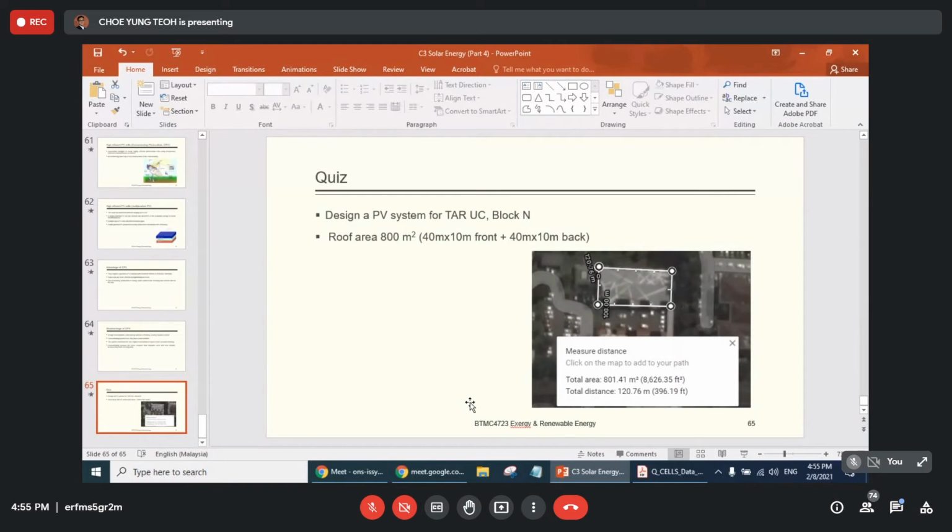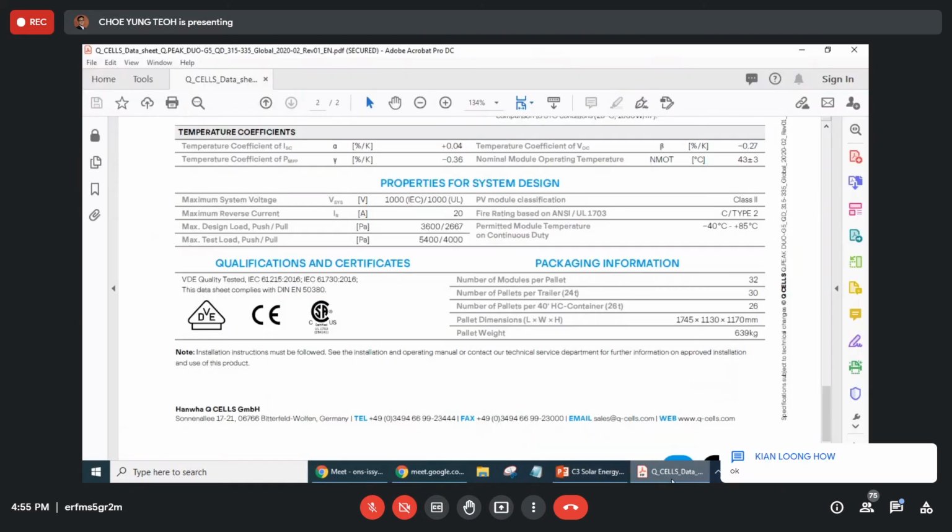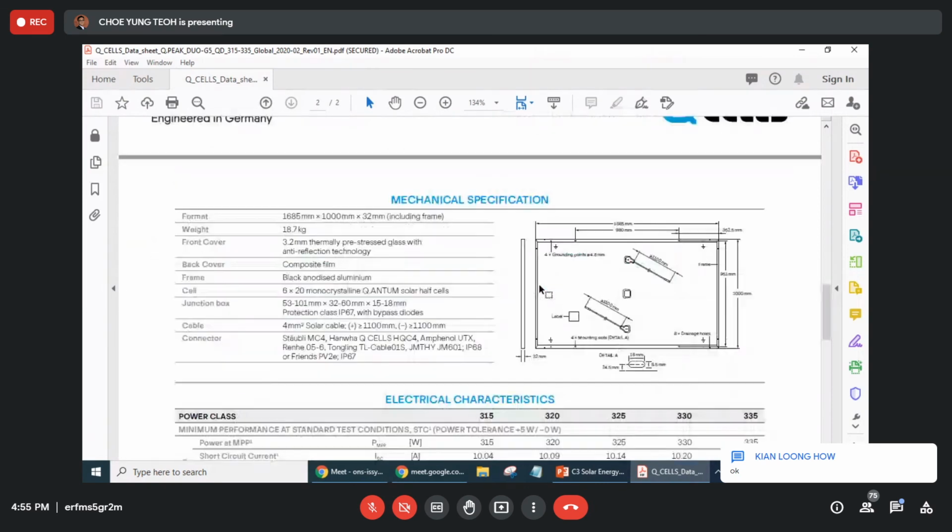Tiong Wei, are you sure? Just divide by 1.685. Some of the space at the side cannot be used. If one inverter is not enough, then you can use more than one. So let's check the size of the panel.